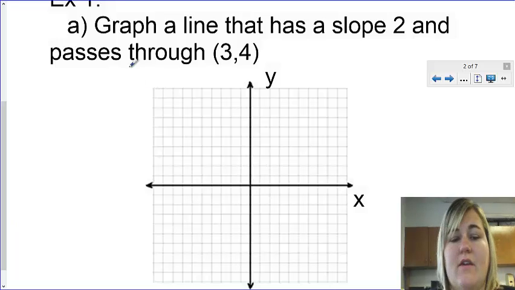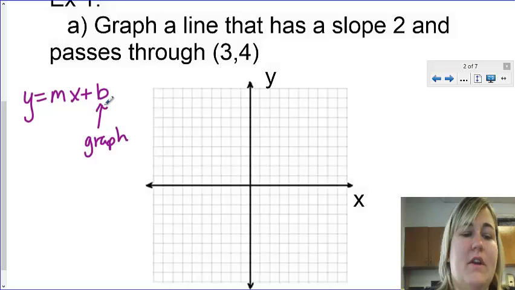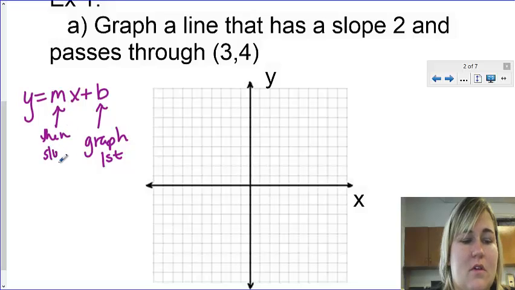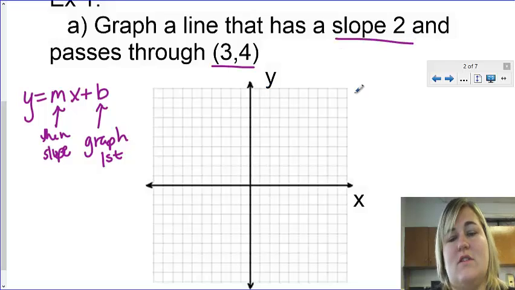Well, you know that whenever we're dealing with slope-intercept form, which is y equals mx plus b, we want to graph the y-intercept first, and then we graph the slope, right? Start with the point that we know, and then we graph the slope. So we're going to do the same thing.